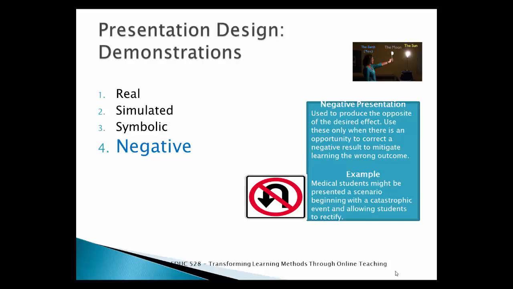A negative demonstration allows learners to understand the consequences of doing a process the wrong way or obtaining an undesirable result. The danger in using this type of demonstration is that participants learn the wrong way to do a process or a procedure. So you want to use these types of demonstrations only when there is an opportunity to immediately correct a negative result and the participant can learn from the mistake.